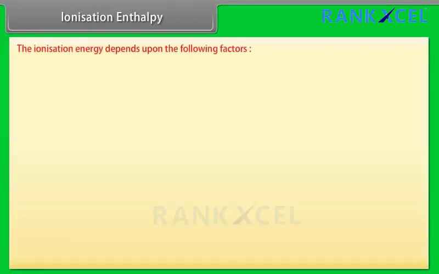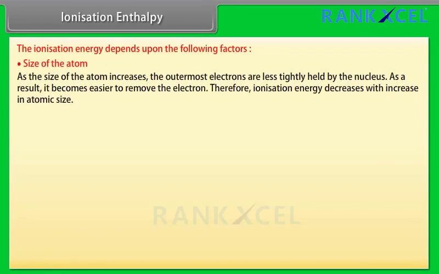The ionization energy depends upon the following factors. Size of the atom. As the size of the atom increases, the outermost electrons are less tightly held by the nucleus. As a result, it becomes easier to remove electron.